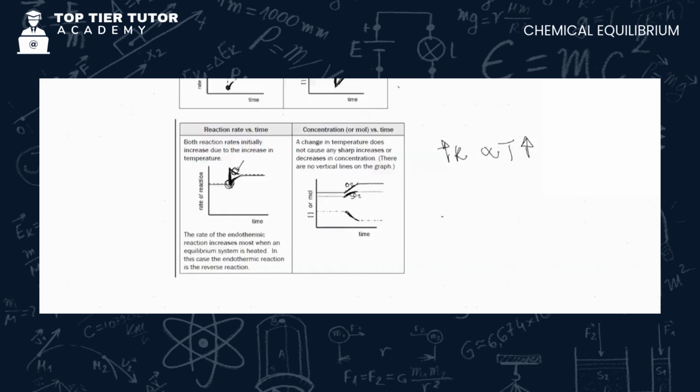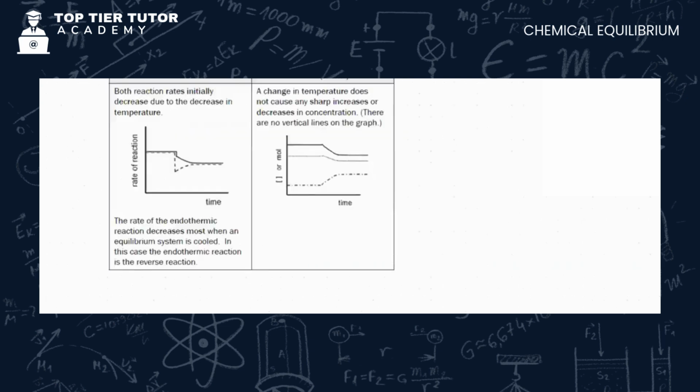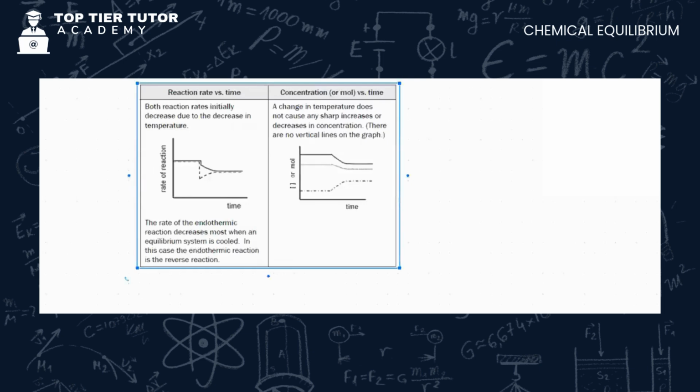Let us now look at what is going to happen when we change the temperature, but this time we decrease the temperature instead of increasing it. We have a graph that shows what's going to happen. So we know again that the rate of reaction is directly proportional to the temperature. So if the temperature decreases, the rate of reaction decreases.